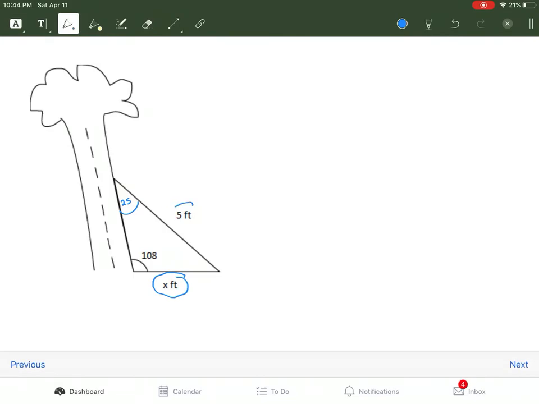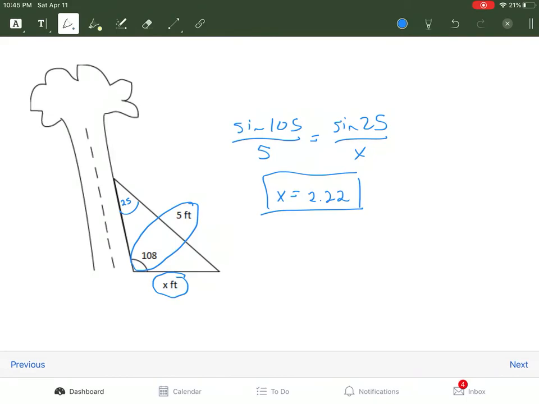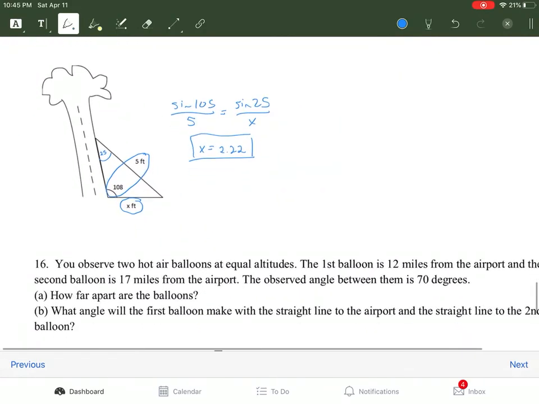All right, so what you can see here is we have a pairing. We have 5 and 108. That's a pairing of a side and its corresponding angle. So we can use the law of sines. So we have the sine of 108 divided by 5, and that equals the sine of 25 divided by x. You cross multiply, solve for x, and that will equal 2.22.